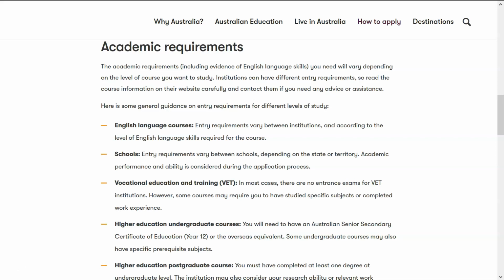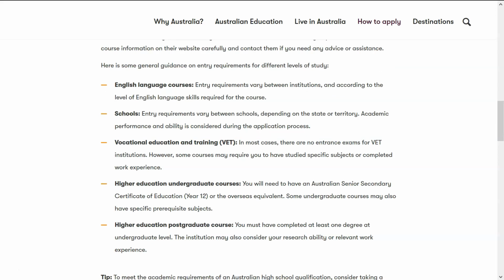The next type is undergraduate courses. And it says for undergraduate courses, you will need to have an Australian Senior Secondary Certificate of Education, that's Year 12, or the overseas equivalent. And the last level is higher education postgraduate course. It says you must have completed at least 1 degree at the undergraduate level, and the institution may also consider your research ability or your relevant work experience in the field.